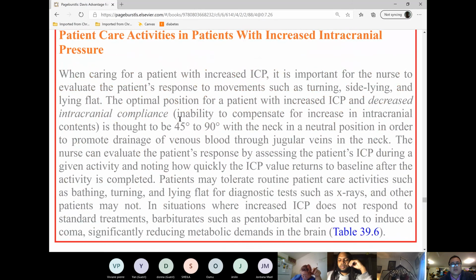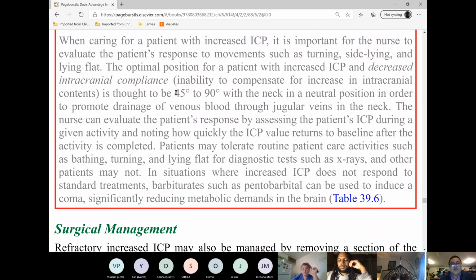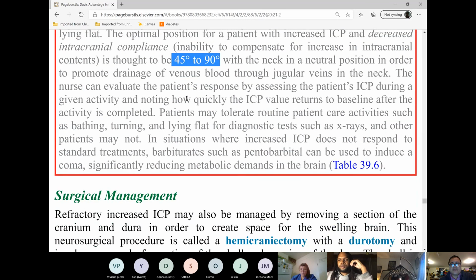Here is the safety alert box. Again, do not do this. Do not do 90 degrees. The highest head of the bed elevation should be 45. 30 to 45, 45 would be your max.